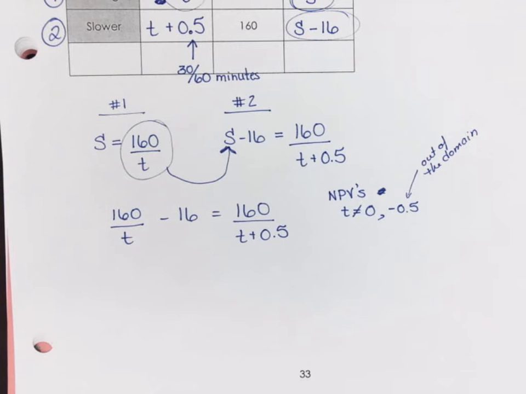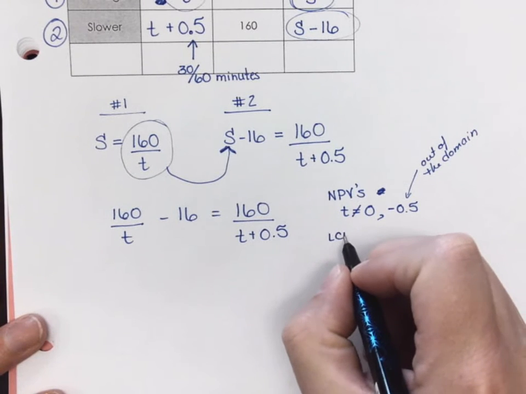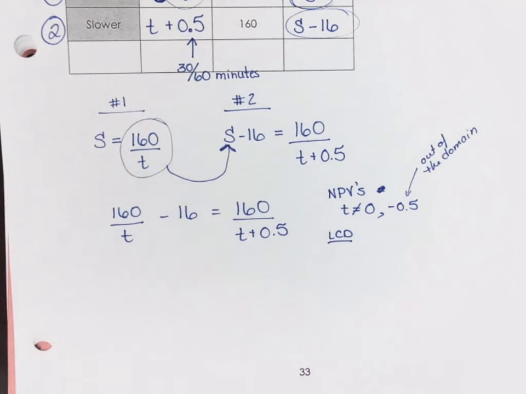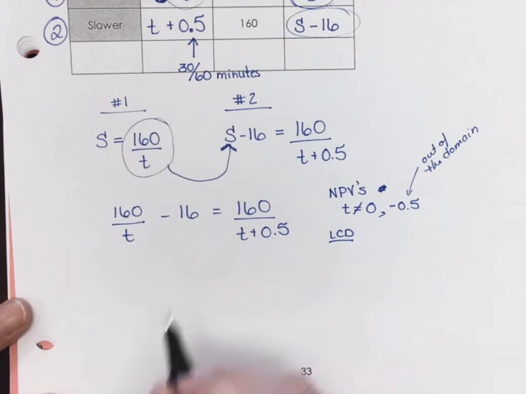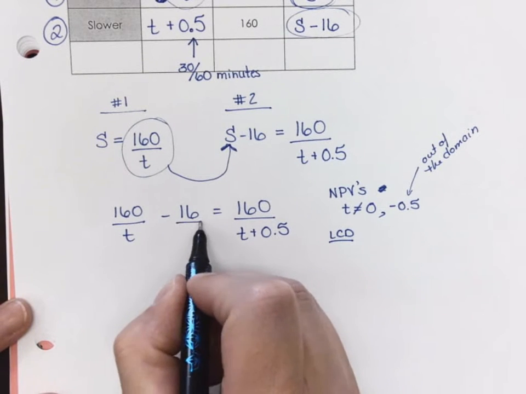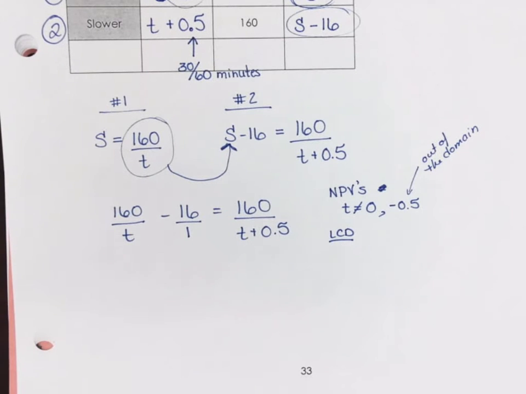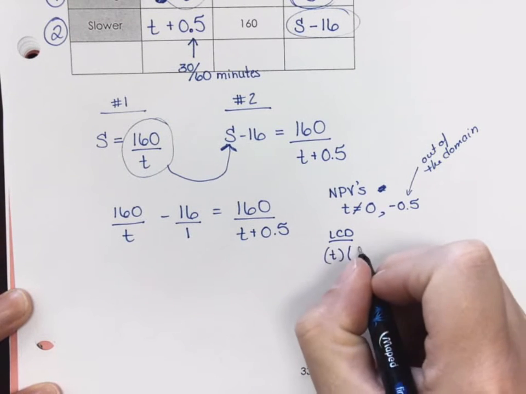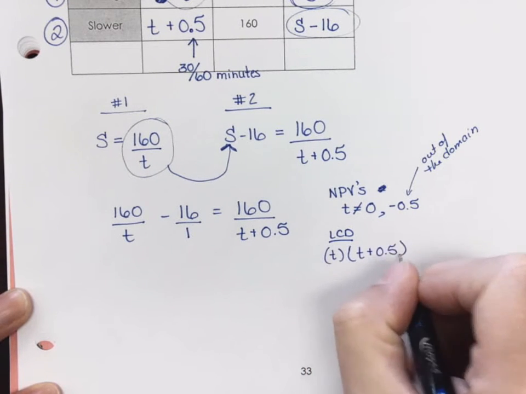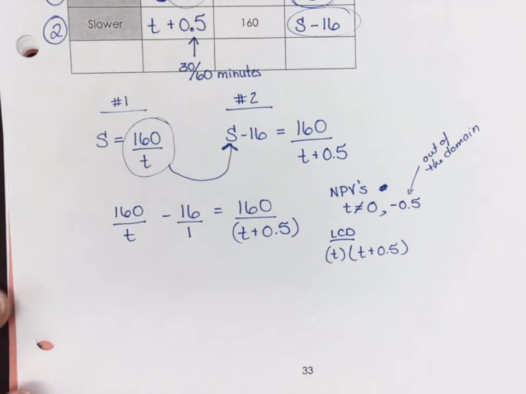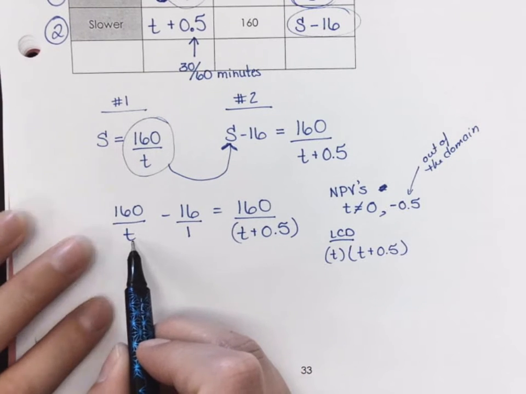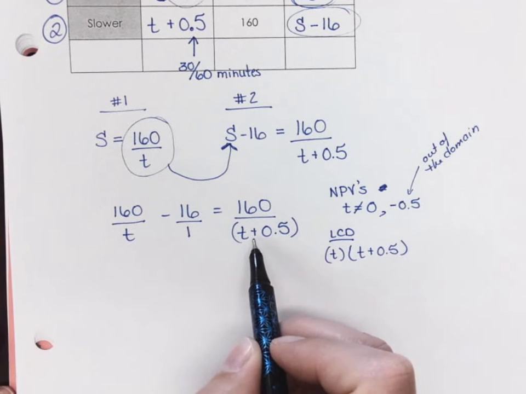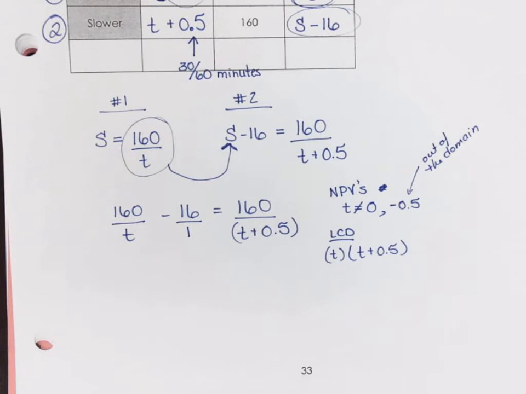What's step 3? Going to do our LCD. What's the LCD, or what's the denominator on the 16? 1. Does it help you to write that in? Maybe, maybe not. Just a reminder. So the LCD for this one is going to be T times T plus 0.5. Because remember that this is a set. You can't break it apart. It's not like the T's repeat, because this is a single T by itself, and this is a T with something attached to it. So those are two different things.